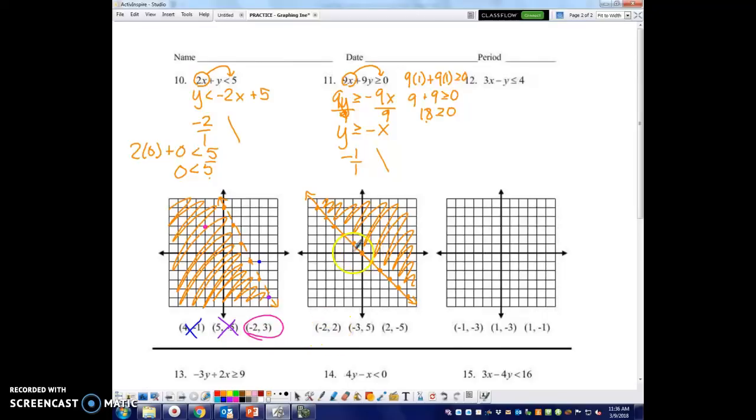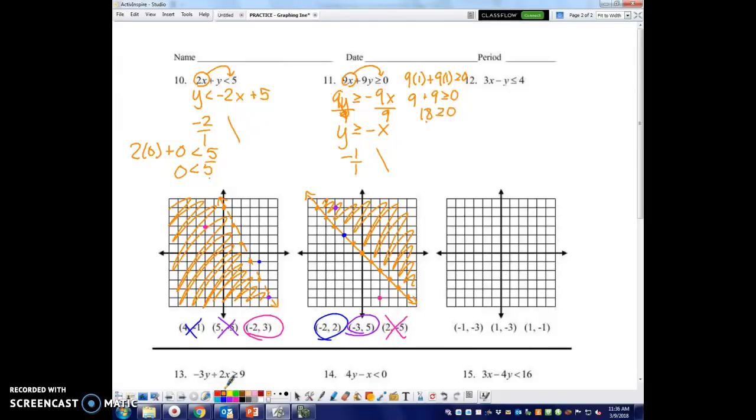Negative 2, 2. Negative 2, 1, 2. It's on the line. Does it count? Yeah, because it's a solid line. It totally counts. Negative 3, 5. 1, 2, 3. 1, 2, 3, 4, 5. Does it count? Yes, it does. 2, negative 5. 1, 2. 1, 2, 3, 4, 5. Does this one count? No, because it's not in the shaded region.